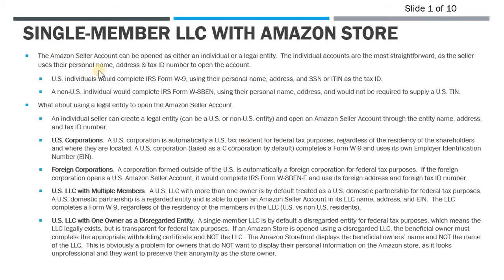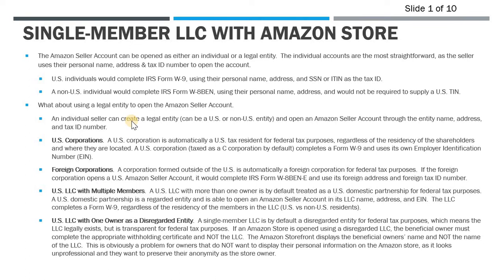So the Amazon seller account can be opened as either an individual or an entity. So obviously individuals are the easiest. If you have a U.S. person and you just want to open an account in your name, you can do that, and you would complete IRS Form W-9. You use your personal name, address, and SSN, right? Very straightforward. Non-U.S. persons is the same approach, right? You as a non-resident can open an individual account through the Amazon seller platform. You would complete an IRS Form W-8-BEN, and you would use all your personal information. Now, most often you try to avoid that because you don't want your personal name on the store, right? You have your own branding, you have your own store, you want a legal entity.